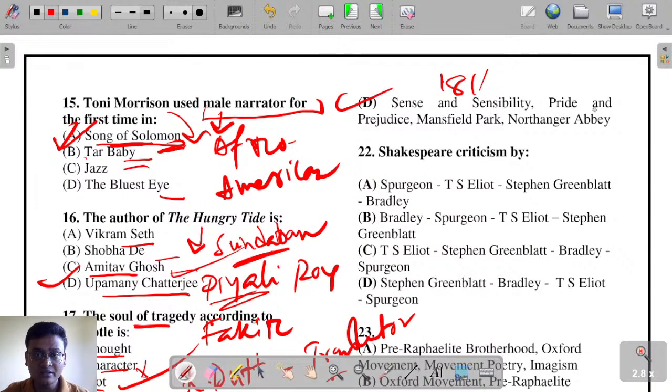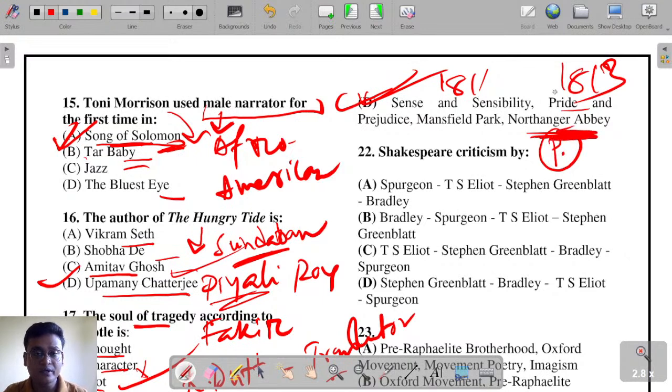Here this one is the right answer. Pride and Prejudice came in 1813, and then Mansfield Park probably 1814 or 1815, something. Whatever it is, that is actually 1811. This one, the last posthumously published work, is Northanger Abbey, criticizing the Gothic. So here D is the right answer.